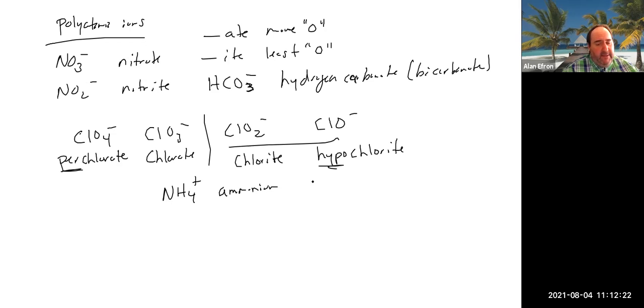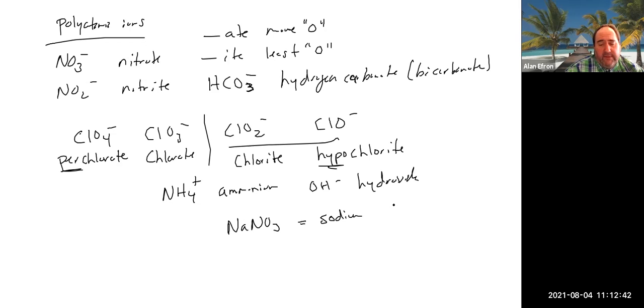There are some that do end in IDE, like hydroxide. But remember that for the most part, these polyatomic ions will really be hooked up with metals. So we follow kind of the type 1 or type 2 rules with them. So NaNO3 would be sodium, and we just use the full name of the polyatomic ion. So that would be nitrate.